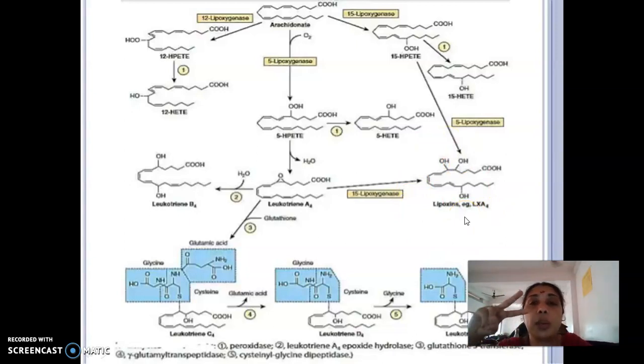Lipoxin A4 can be formed in 2 different ways, either from 15-HPETE by the action of 5-lipoxidase, or by 15-lipoxidase through the action of 5-HPETE or leukotriene A4. Clear? So this is how the lipoxins and the various types of leukotrienes are synthesized.